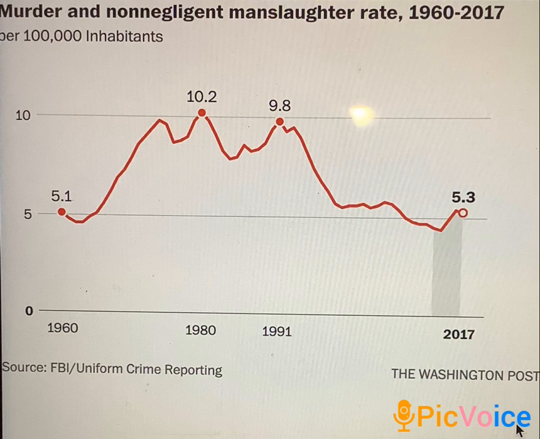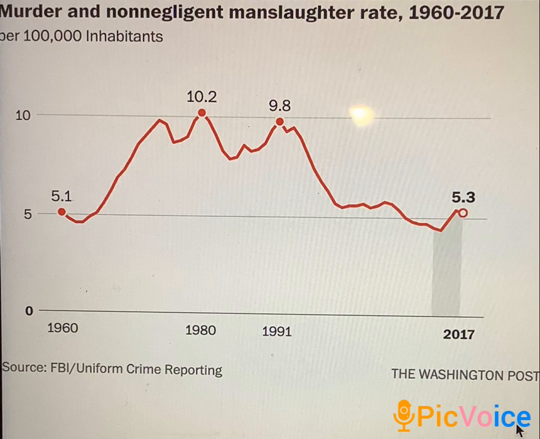Something that we notice is that there were two large spikes in murder rates: one in the early 80s, in 1980, and another in the early 90s, in 1991. 1991 is 9.8 and 1980 is 10.2. Those are both much higher, especially when we compare them to the earlier time period in 1960, as well as close to modern times in 2017 near the end of this graph. Both are sitting in the five range per 100,000 inhabitants.